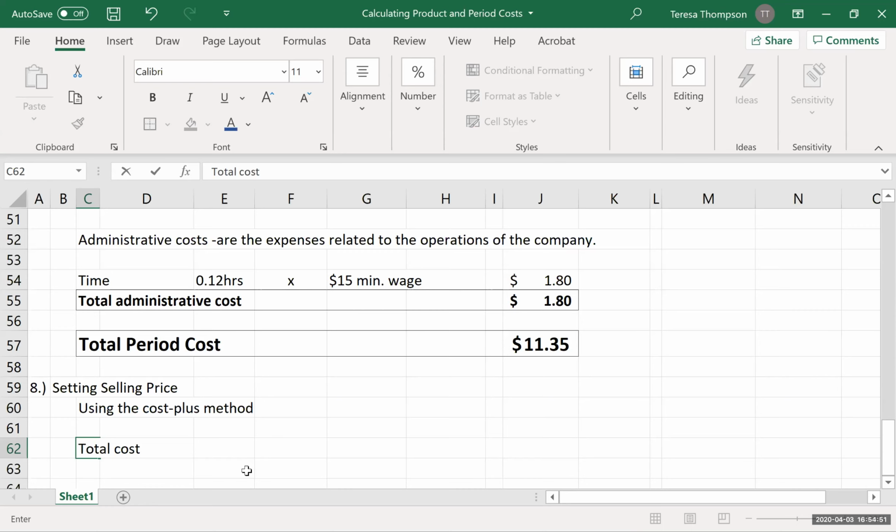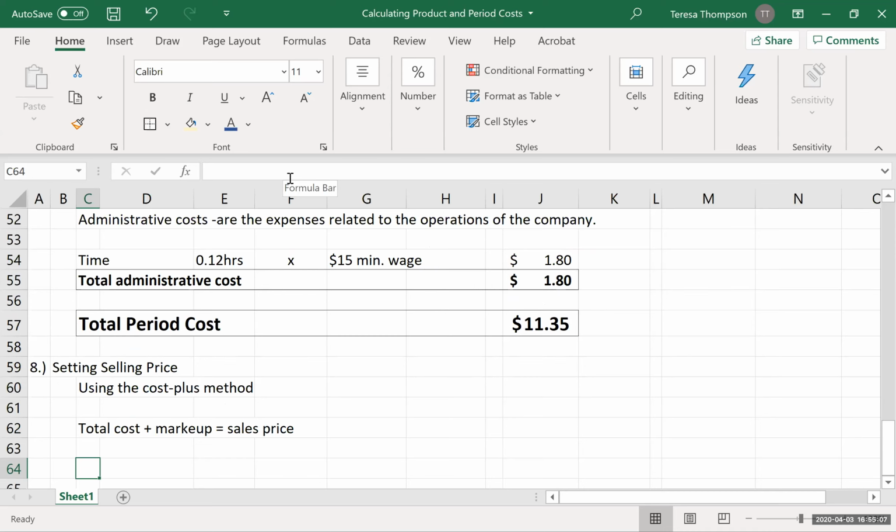Remember, this total cost includes your product and period costs. So you're going to take your total cost plus your markup equals your sales price. Okay, so that's what we're working with. So let's figure out what our total, I can't spell markup for heaven's sakes.